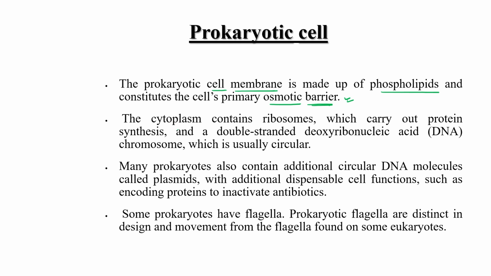which maintains the internal environment for its metabolic activity. Okay, and the cytoplasm of this prokaryotic cell contains freely available, not bounded, ribosomes, which carry out protein synthesis. This is directly related to protein synthesis. Protein synthesis occurs where? Ribosomes, right? And a double stranded deoxyribonucleic acid or DNA, in the form of chromosome, in circular form or in a coiled form, mainly in a coiled form.